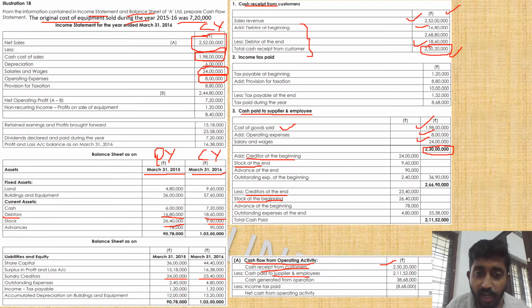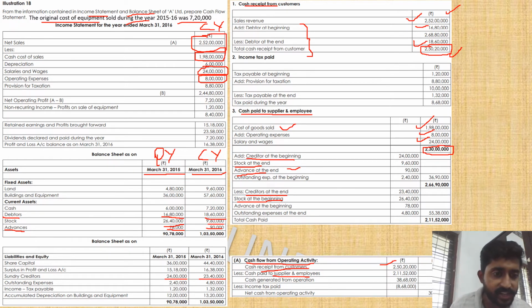Next is the advances at the end. Advances is also an asset. So similar to stock, we will add the advances at the end, 90,000, and reduce the advances at the beginning, which is 78,000. So the adjustment for the advances is also made.